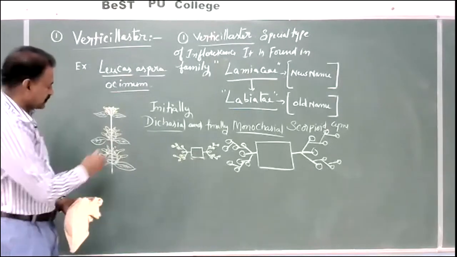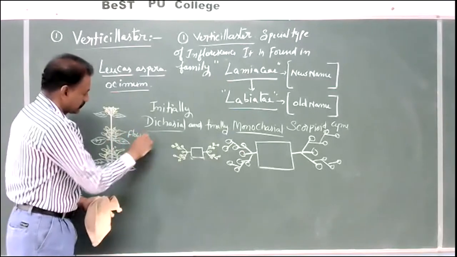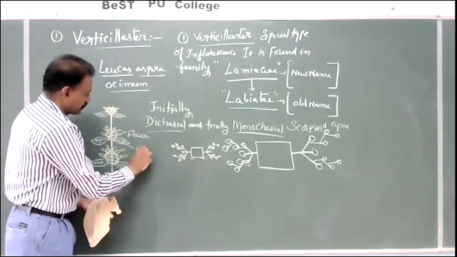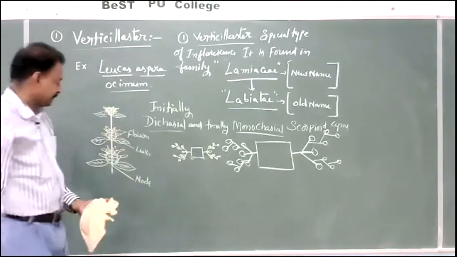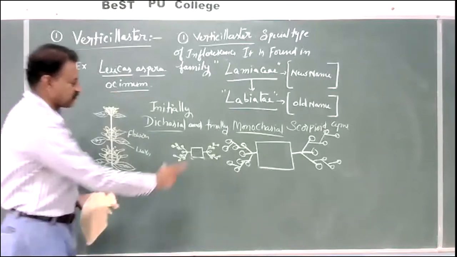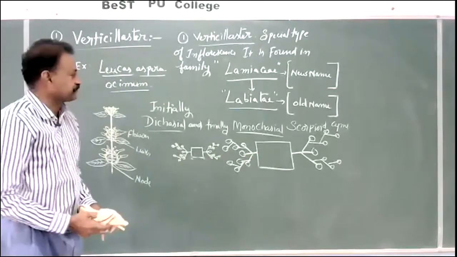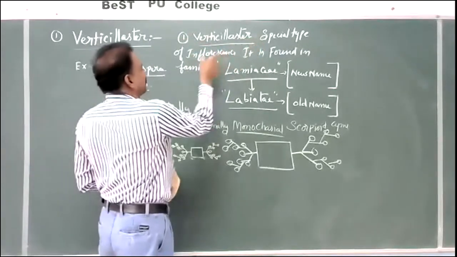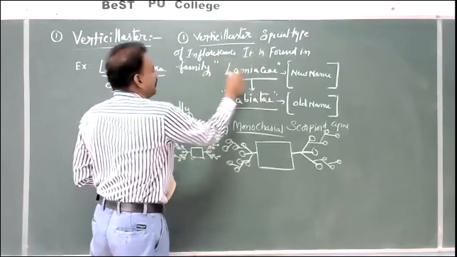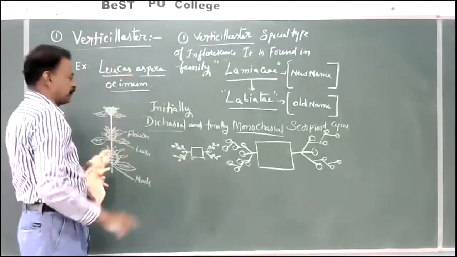Small flowers, leaves, node. This is small diagram, large diagram. Now question, how to write concept? Verticillaster, a special type of inflorescence found in family Lamiaceae or Labiatae, examples Leucas aspera.